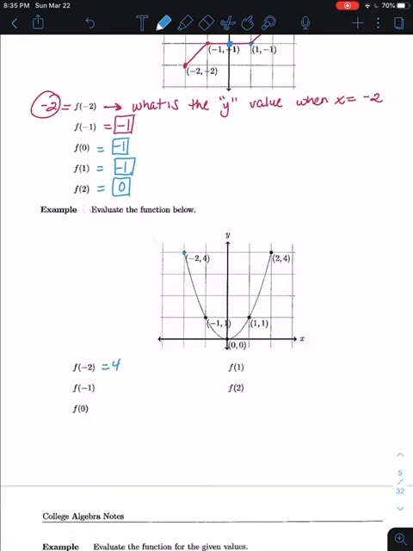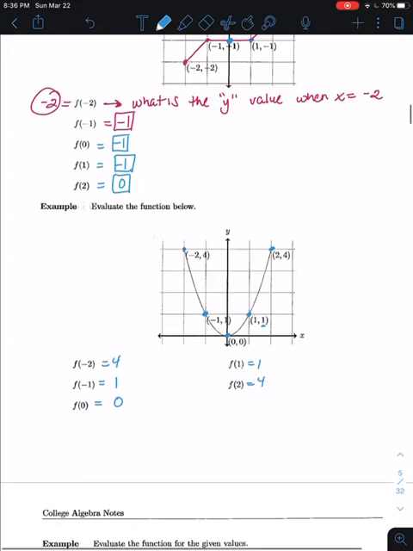So f of -2 is 4. That means when x is -2, the y value is 4. F of -1 is 1. When x equals -1, the y value is 1. F of 0 equals 0. When x equals 0, the y value is 0. F of 1 equals 1, because when x equals 1, the y value is 1. And then f of 2 equals 4, because when x equals 2, the y value is 4. So that's evaluating a function by using a graph.